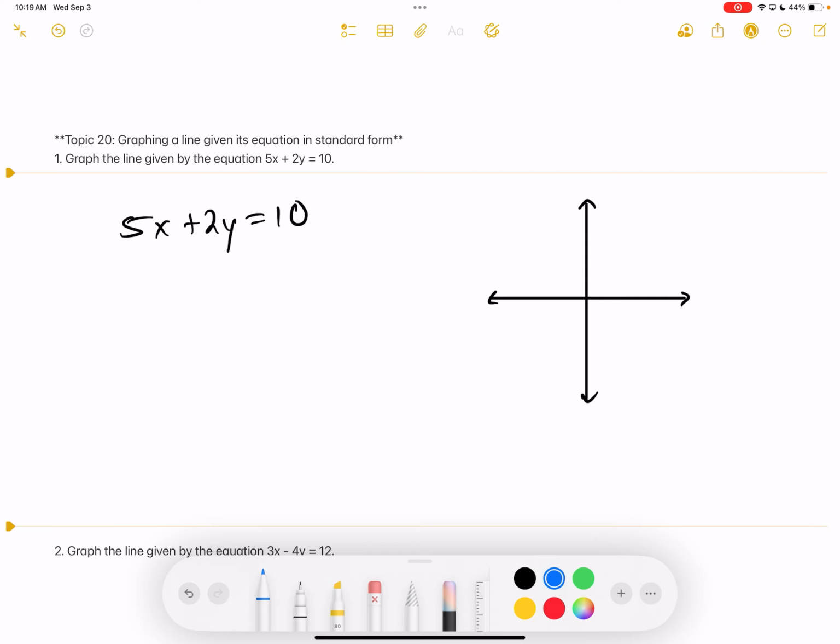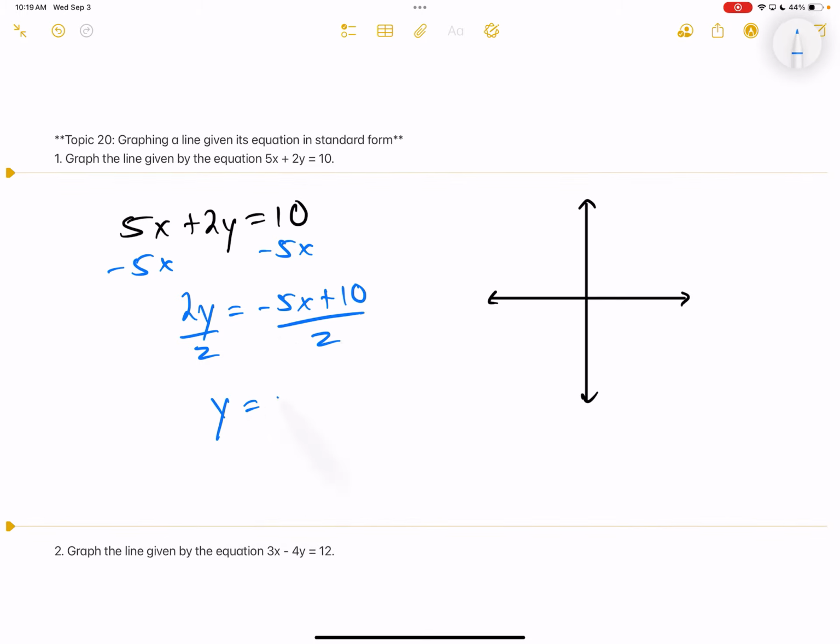So on this one, you have 5x plus 2y equals 10. The first thing you want to do is put it in y equals mx plus b. So I'm going to subtract 5x from both sides, and I get 2y equals negative 5x plus 10. Then to get y completely by itself, I divide by 2. So y equals negative 5 halves x plus 5.